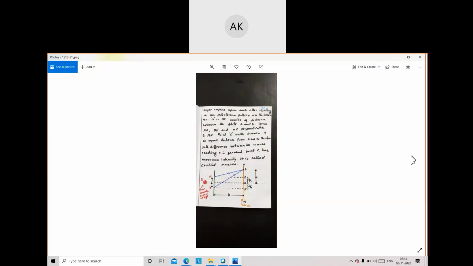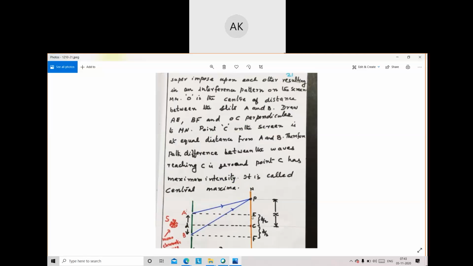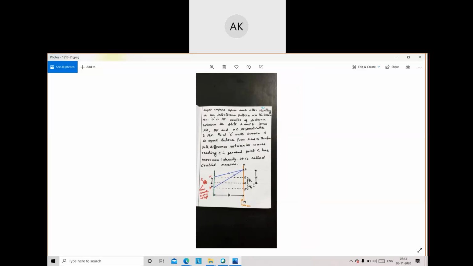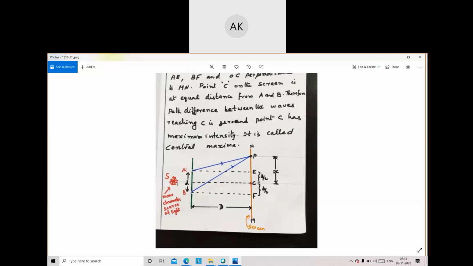Yes, this is the experimental setup, Young's double slit experiment. So here is the monochromatic source of light. A and B are two slits through which the wavefront passes. Superposition of the waves takes place, and here on the screen we get the interference pattern, and here we are finding the path difference. And you consider the point C.